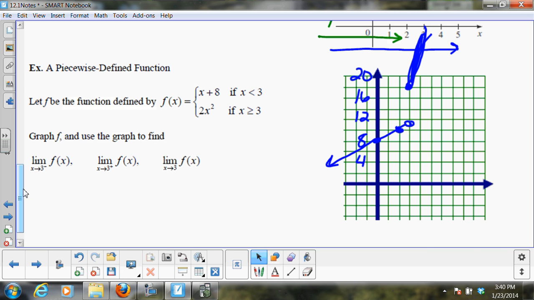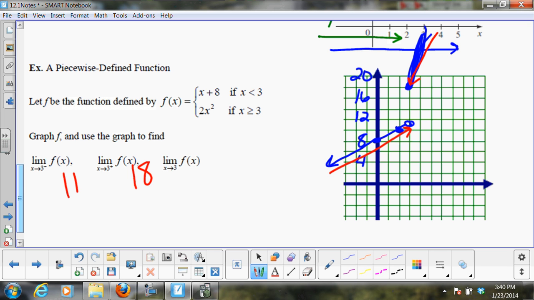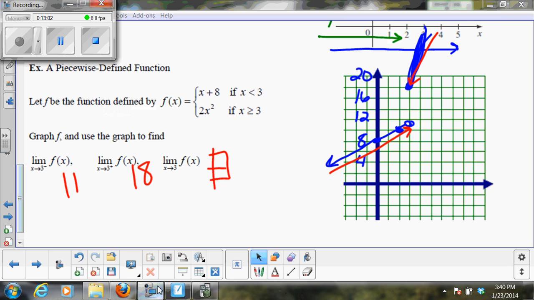We'll do red now. We're approaching the limit as x goes towards 3 from the left. It looks like it is approaching 11. Going toward 3 from the right, it looks like we're approaching 18. Because they are different, the limit doesn't exist. That is the beginning intro of limits.